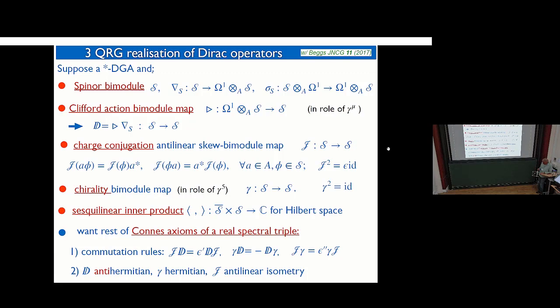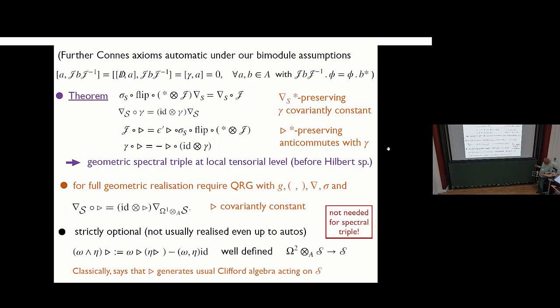Okay, so now there are other Connes axioms, like these ones here, which are the scary Connes axioms. But these are all completely contained in the assumption that we had a bimodule setting. For example, you see this guy here is the action from the other side. So this just says that A acting from the left commutes with B star acting from the right, but that's just being a bimodule.